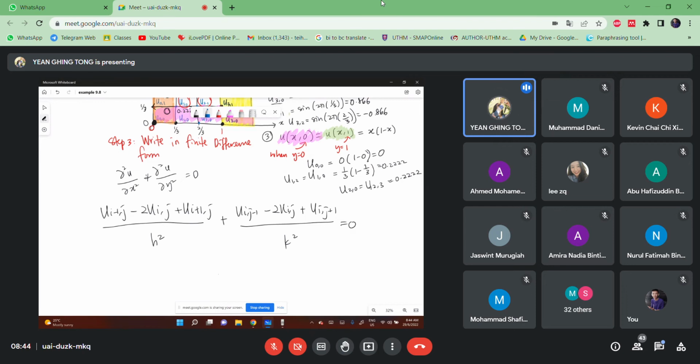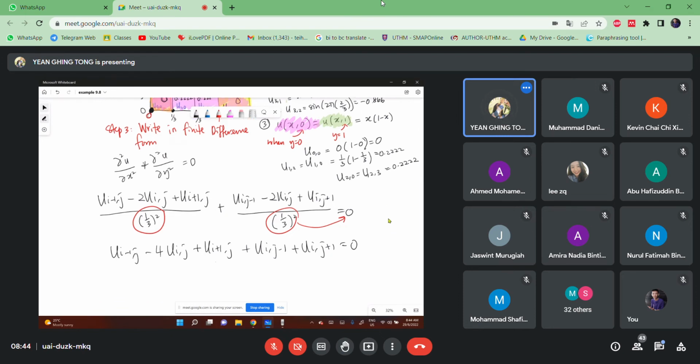So the value of this one is ni kan 1 over 3 kan. So here I change, tak perlu change pun tak apa. Saya tu jawab 1 over 3 square. And k is same 1 over 3 square. But later on these two we bring to the right. So now tinggalnya u i minus 1 j minus 4 uij plus with u i plus 1 j plus u i j minus 1 u i j plus 1 equal to 0.